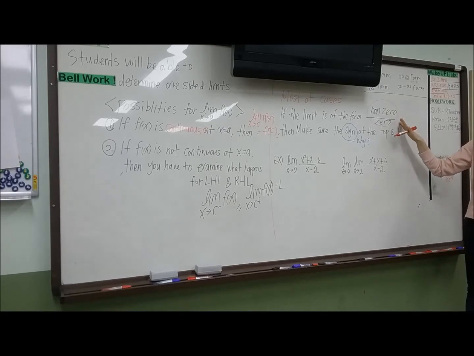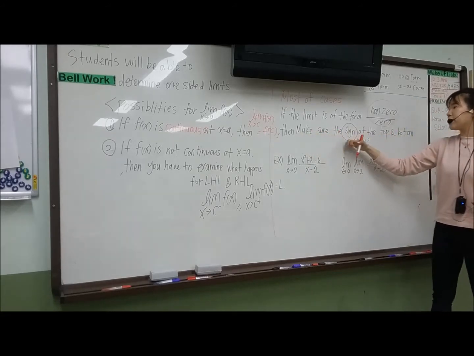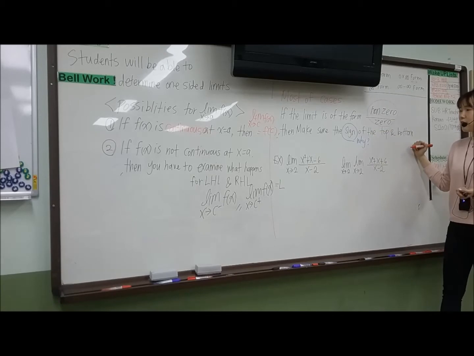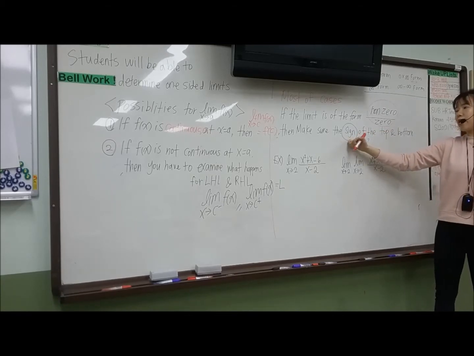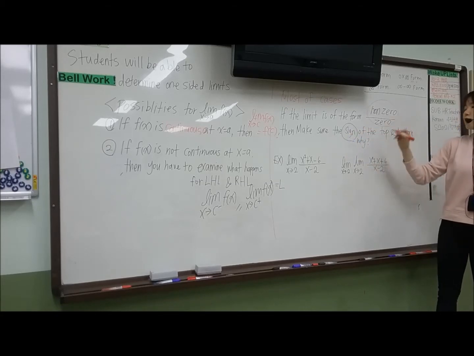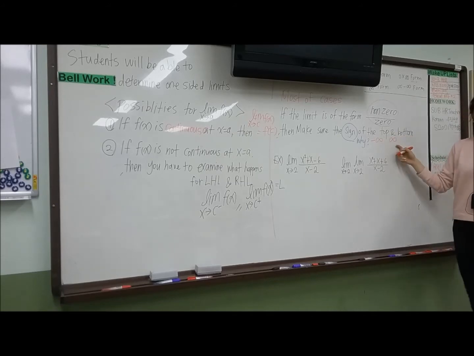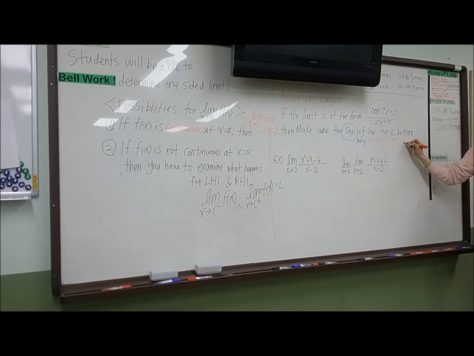So the non-zero over 0 form is one of the important things. In that case, the strategy is to make sure of the sign of the top and bottom. Why do we have to think about the sign? Because one of the answers will be negative infinity, the other will be positive infinity, and also DNE. There are three possibilities you can conclude for that type of limit.